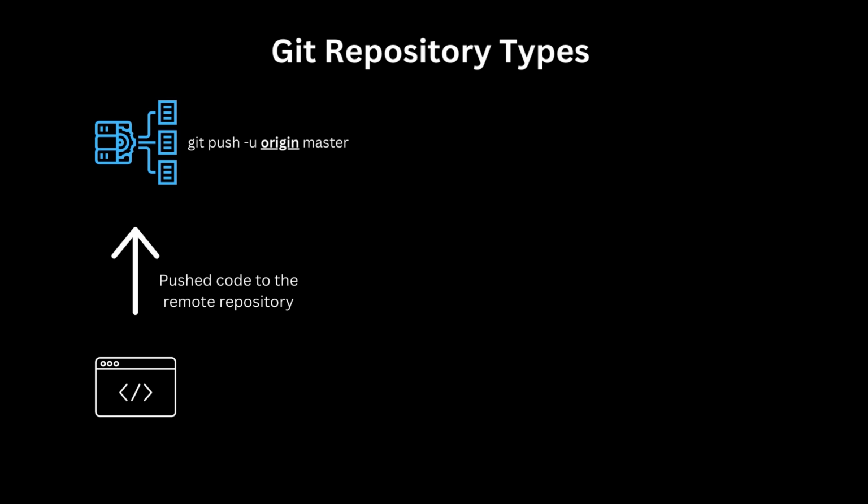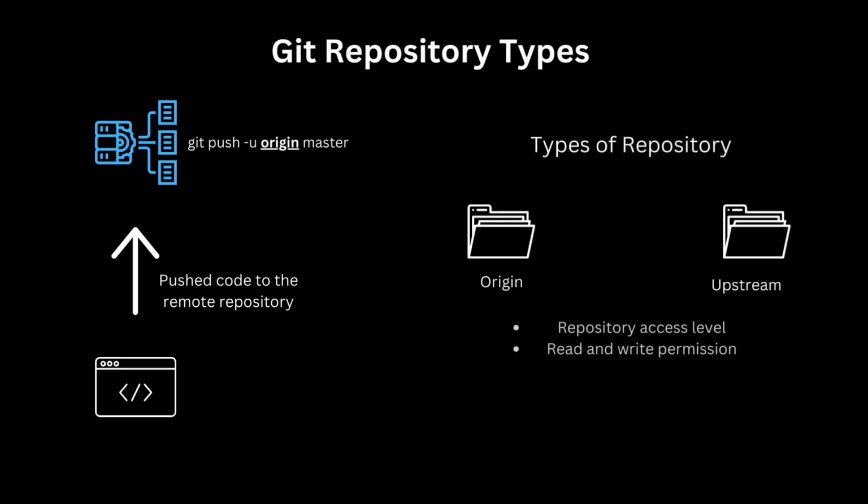Here the word origin defines the repository type. There are two types of repository. One is origin and the other is upstream. The main difference between the two repositories is the access level and read-write permissions.